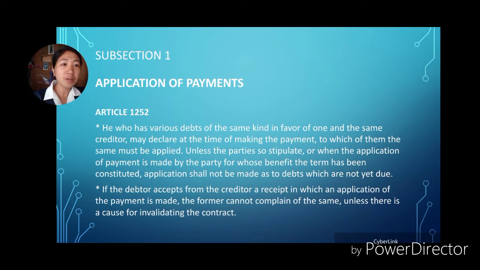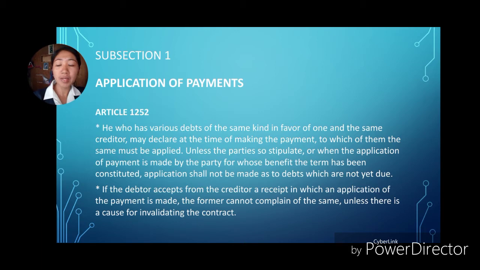He who has various debts of the same kind in favor of one and the same creditor may declare, at the time of making the payment, to which of them the same must be applied, unless the parties so stipulate, or when the application of payment is made by the party for whose benefit the term has been constituted. Application shall not be made as to debts which are not yet due. If the debtor accepts from the creditor a receipt in which an application of the payment is made, the former cannot complain of the same unless there is a cause for invalidating the contract.